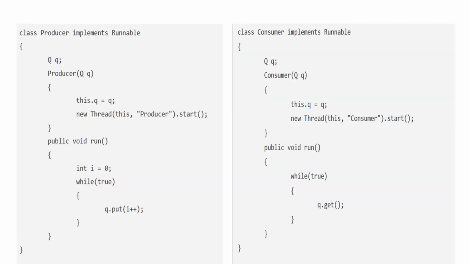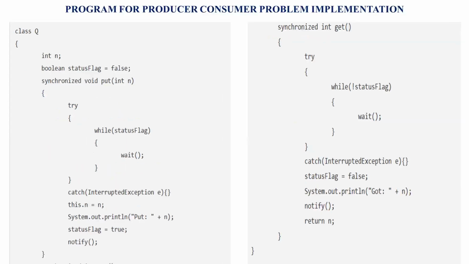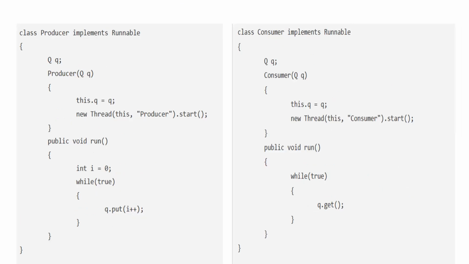For that it is q.put(i), and here q.get, again q.get alone, with q equal to new Q, and producer p equal to new producer. Again the boolean status flag checks who should wait. If the buffer is full, your producer will be waiting. And when the buffer is not full, the get method is waiting. Only this condition matters. Okay, thank you.